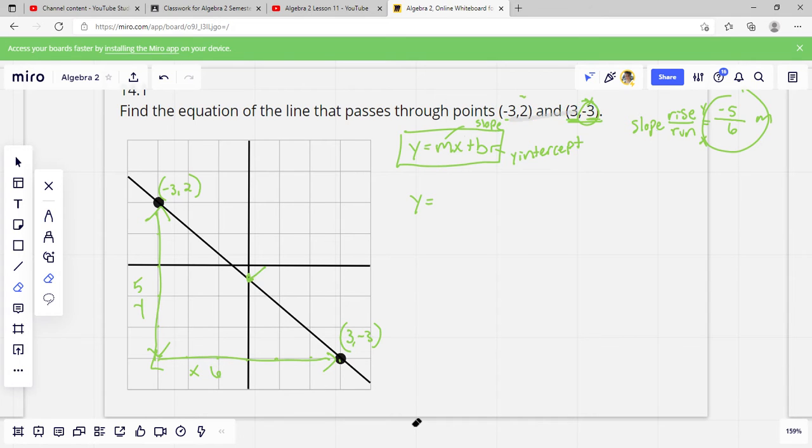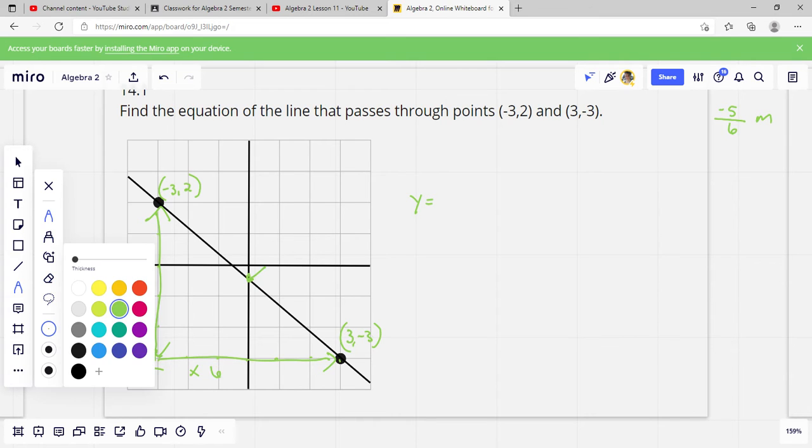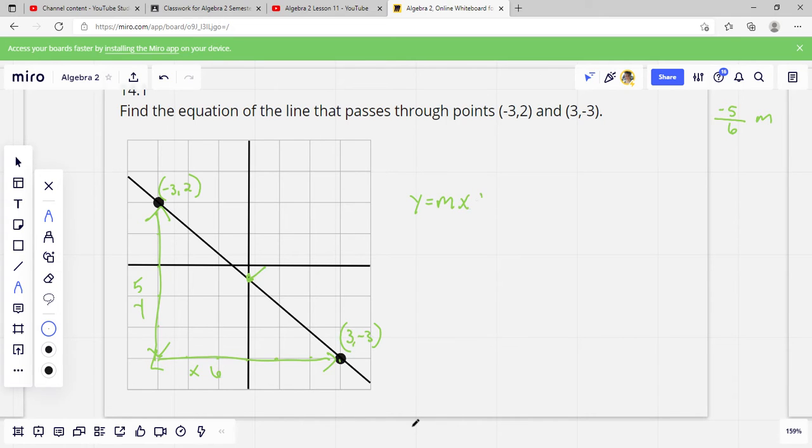All right, let me erase all that so we can see what's happening. So we've got y equals mx plus b, and we just figured out that our slope is -5 over 6. That's our m. We do not know our b. That's what we have to find. But what we can do is take one of these points and substitute our x and y right into the formula.